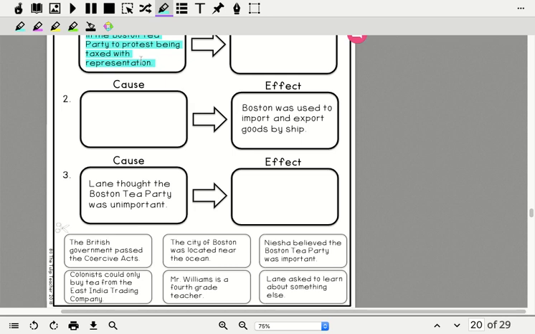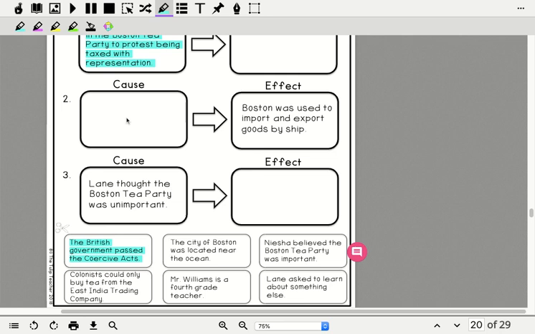Okay, so the effect of a protest is not going to tell me that the city of Boston is located near the ocean. I think our best choices are these two right here. But because they did the Boston Tea Party, this is before that. So what comes after the Boston Tea Party is right here, where they're passing these coercive acts. So that makes the most sense to go right here.